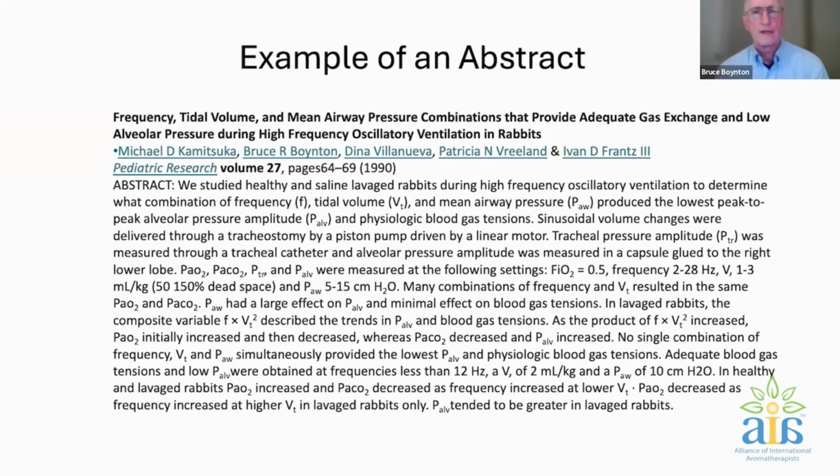Don't pay any attention to the details, but an abstract will have your title, then the authors, and a summary of the research in one paragraph. So that summary should say something about the background, the hypothesis, what you did, what methods you used, your results, and your conclusions, all in one paragraph.